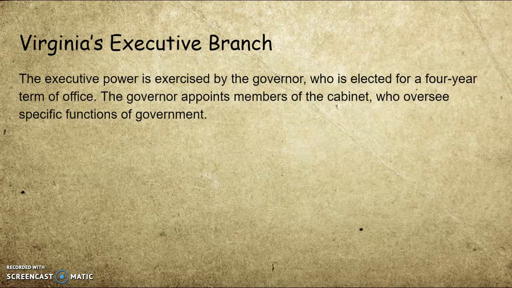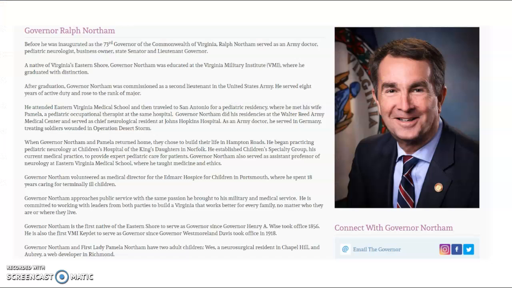So the executive branch of Virginia has powers exercised by the governor, who is elected for a 4-year term of office. The governor appoints members of the cabinet who oversee specific functions of the government, kind of like the president. The president has his or her cabinet members, and that's going to be like your Department of Education, Department of Agriculture, just people to help him or her with daily tasks and laws.